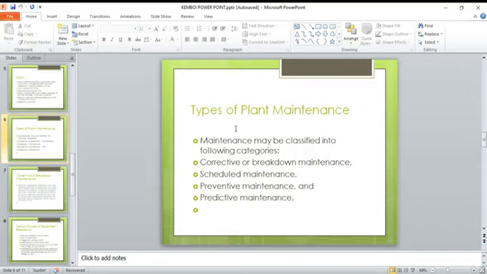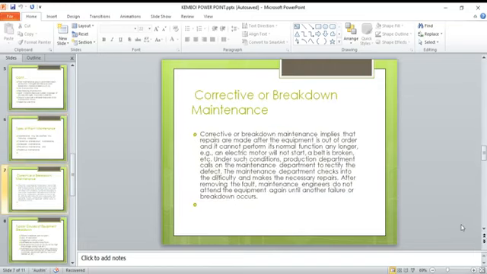We have different types of plant maintenance, and they may be classified into the following categories: corrective and breakdown maintenance, we will see the meaning; scheduled maintenance, we will see preventive maintenance; and lastly, predictive, that is where you predict there is some abnormal functioning of a certain machine. Let's now start with corrective or breakdown maintenance.